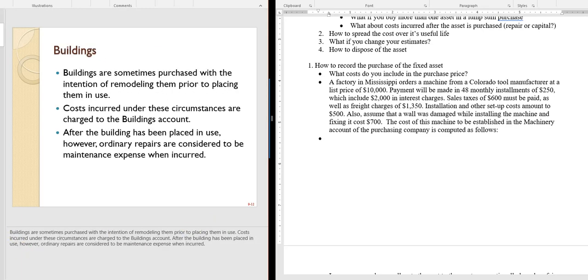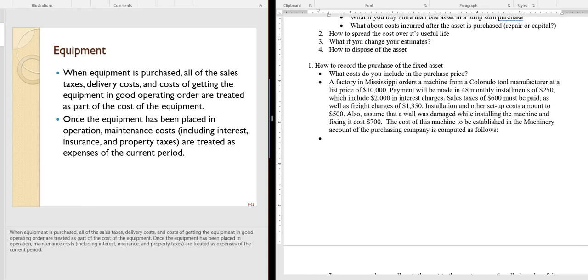Okay, buildings. Again, anything that is added to the cost of the building before it's used for the first time is added to the cost of the building. So you can read through those. Equipment, again, the same thing. Anything spent after we start using it is an expense.